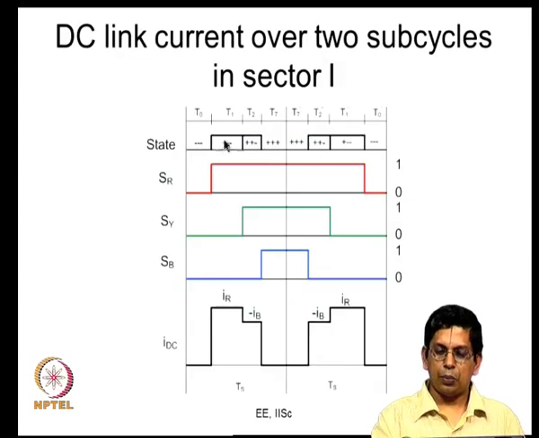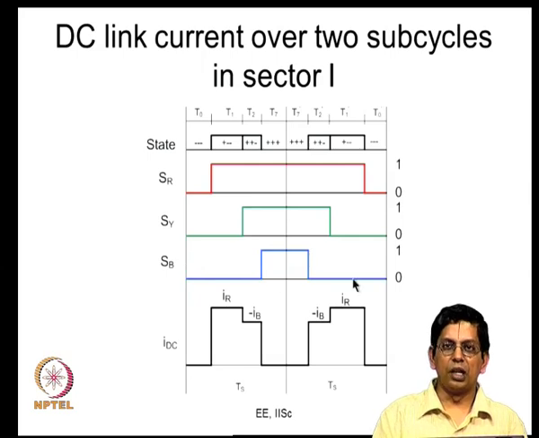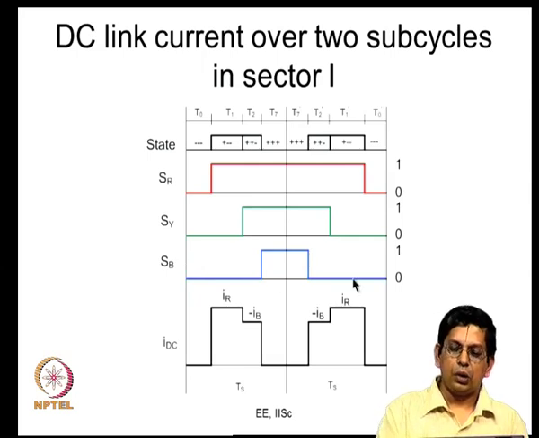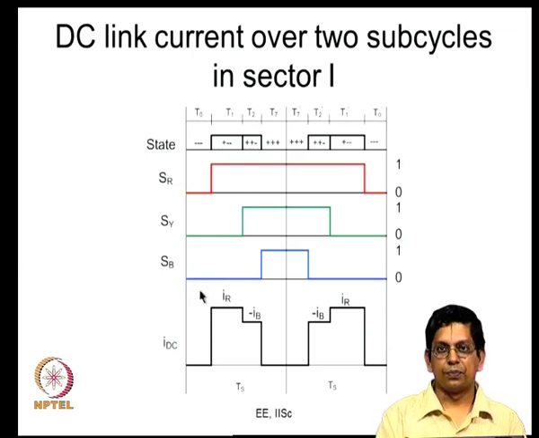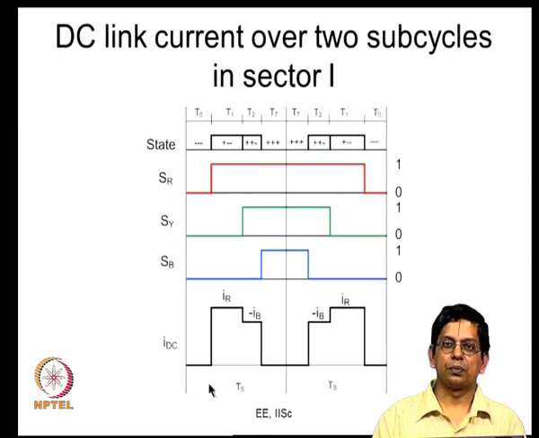We have just reproduced the state and the switching functions from the earlier graph. Now, what happens? You have minus minus minus. What does minus minus minus mean? All the switching functions SR, SY and SB are 0, that is all the 3 bottom devices are on. So, the top devices are off. You go by your expression: SRIR is 0, SYIY is 0, SBIB is 0, and therefore, the DC link current is 0. That is, there is no current flowing between the DC side and the AC side, and that is the reason why you call it the 0 state.